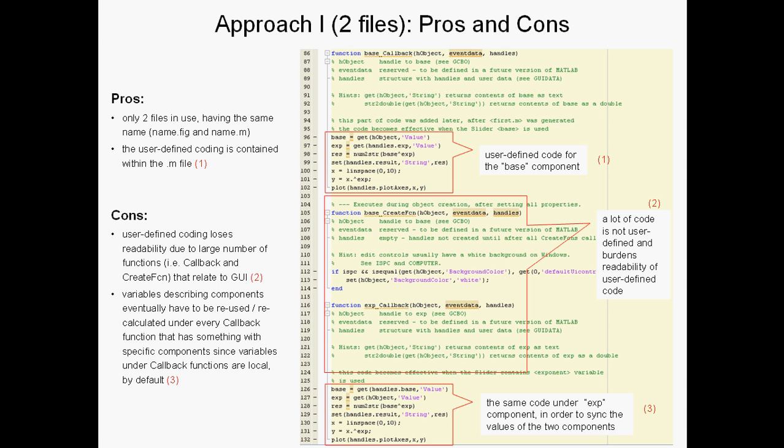Another drawback that can be observed here is that in order to read the actual value of any component, we will have to repeat some portions of the code under multiple callback functions of various components. Like here, we see pretty much the same code under the base slider and under the exponent slider.